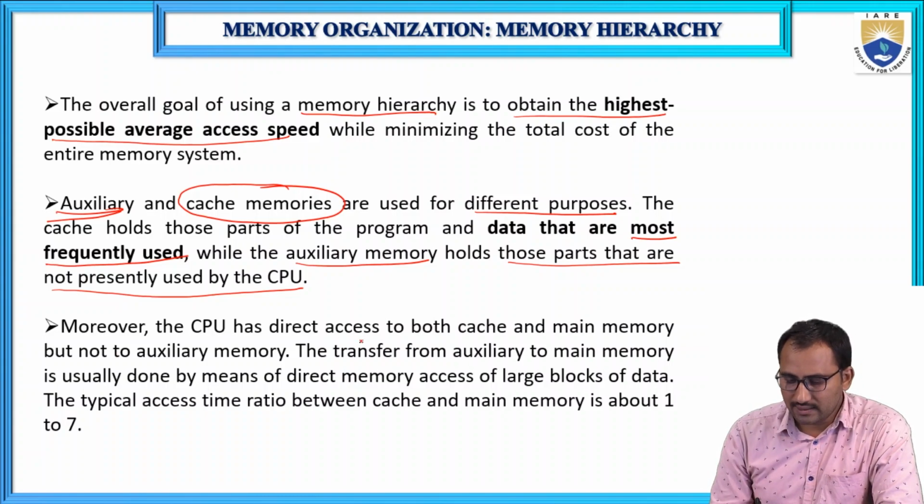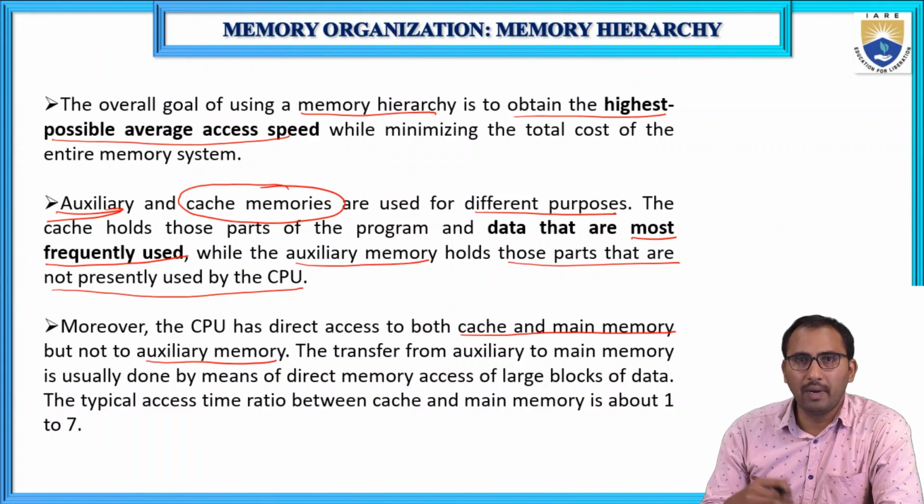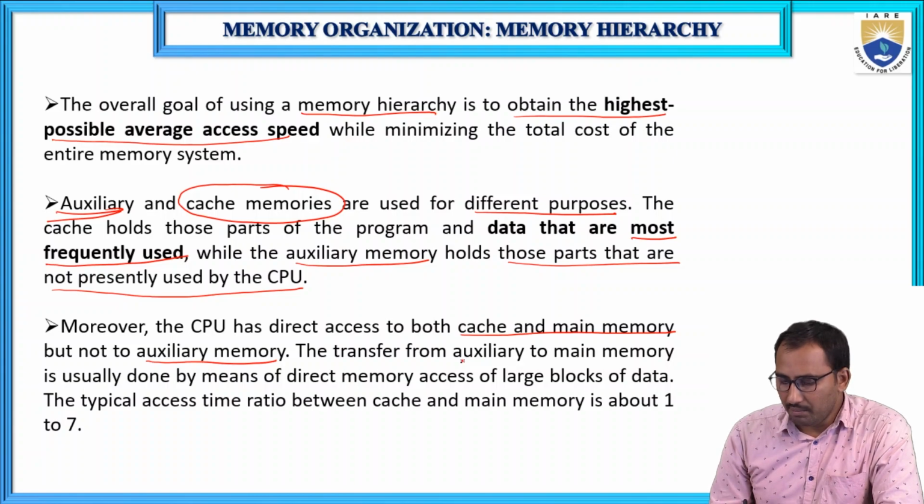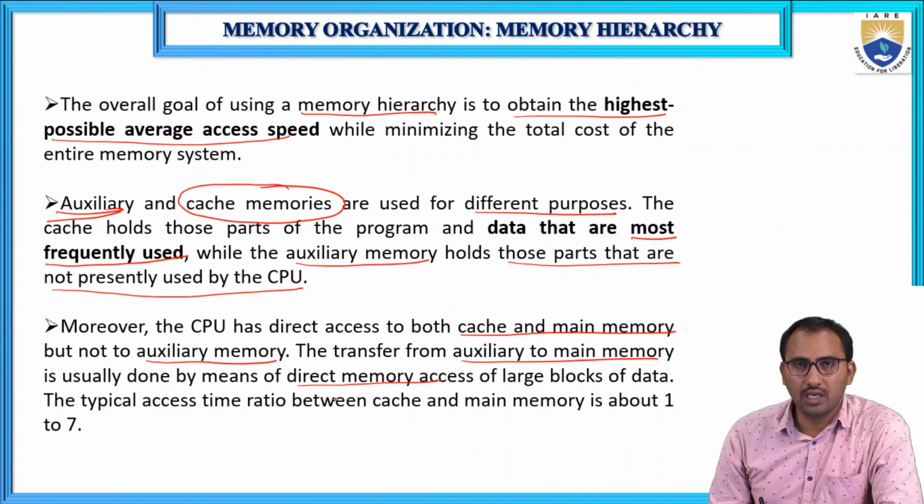Moreover, the CPU has direct access to both cache and the main memory, but not to auxiliary memory. The CPU can directly access only the main memory and the cache memory, because the auxiliary memory is connected through the main memory and the IO processor. The transfer from auxiliary memory to main memory is usually done by means of DMA, direct memory access, of large blocks of data. The typical access time ratio between the cache and the main memory is 1 to 7.